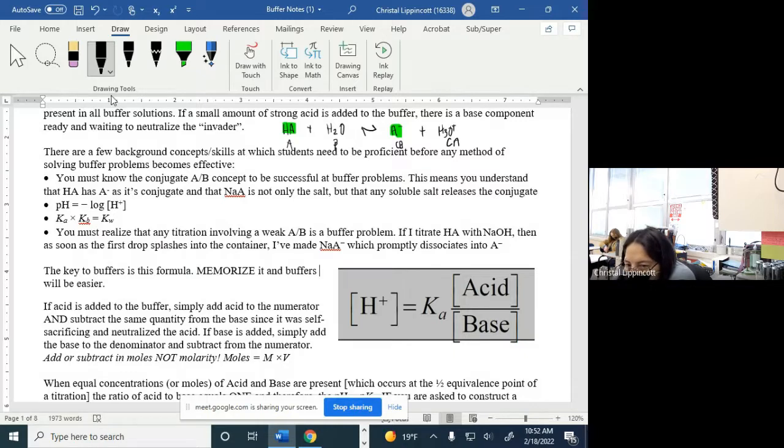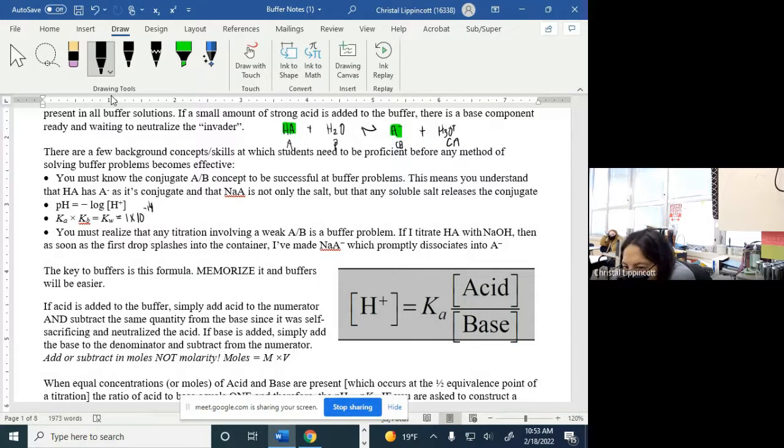You need to know that pH equals negative log of H concentration. You're comfortable with that? We've been doing that for a while now. You need to know that Ka times Kb equals Kw. And Kw at 25 degrees Celsius equals 1 times 10 to the negative 14. Good?